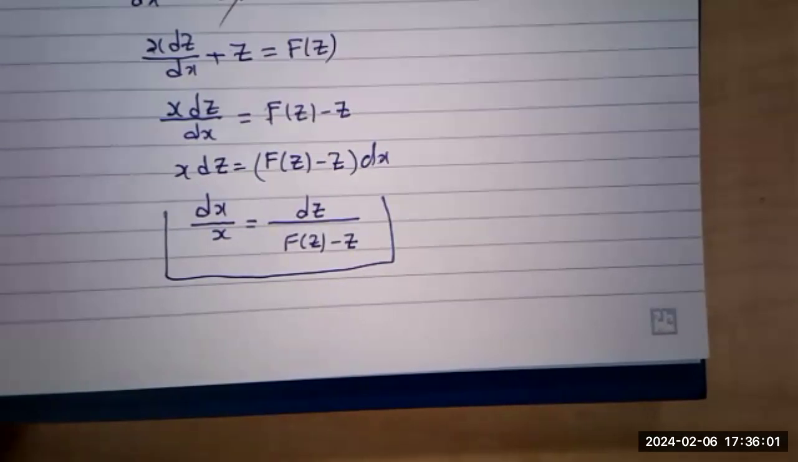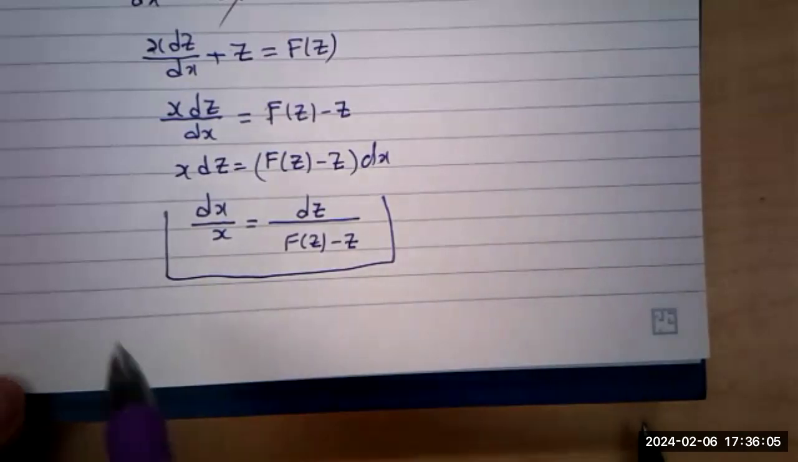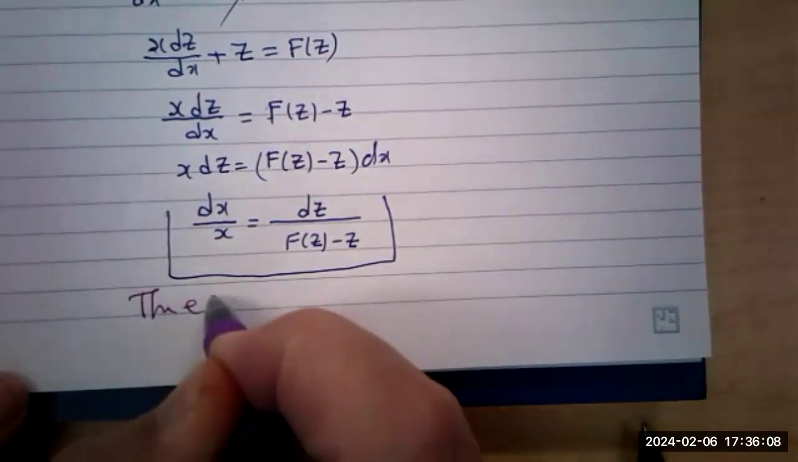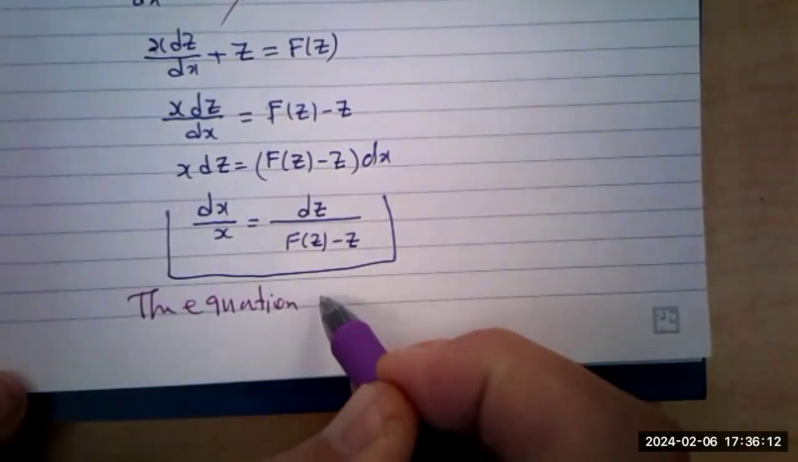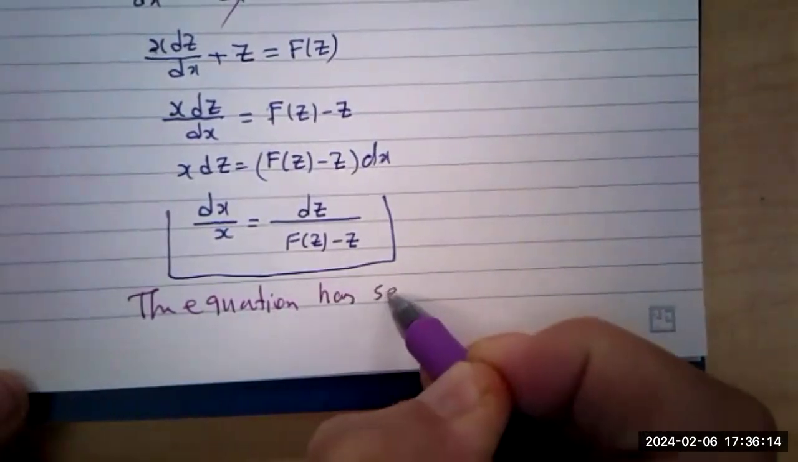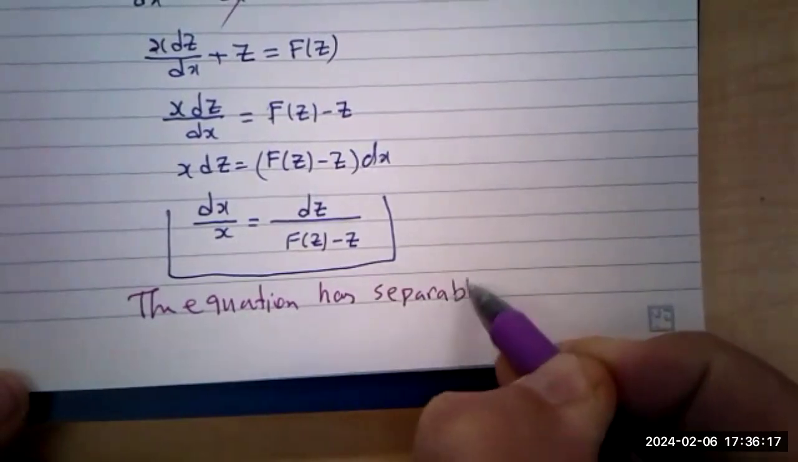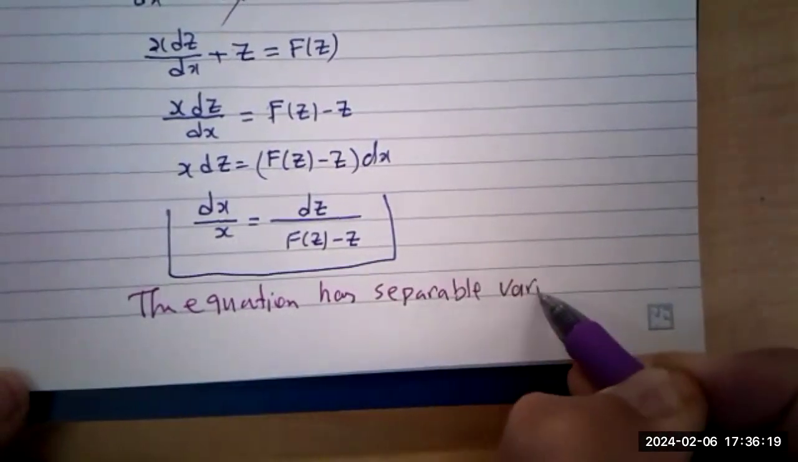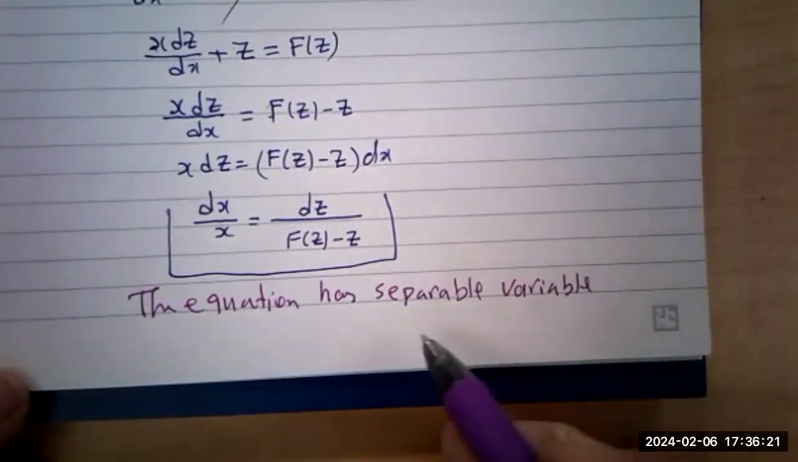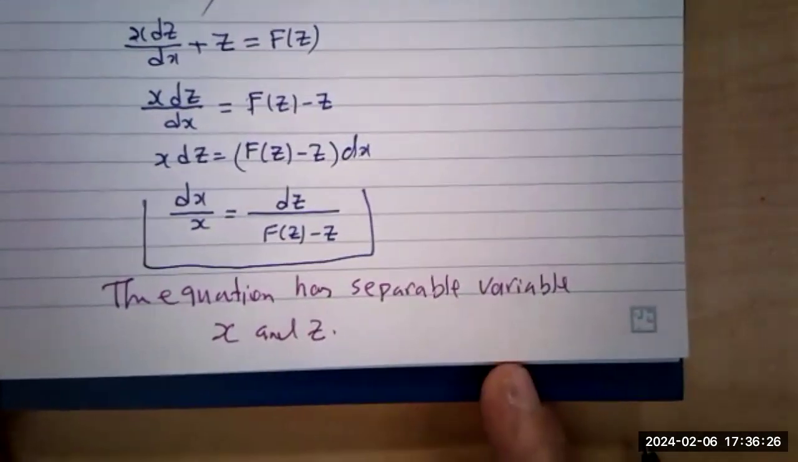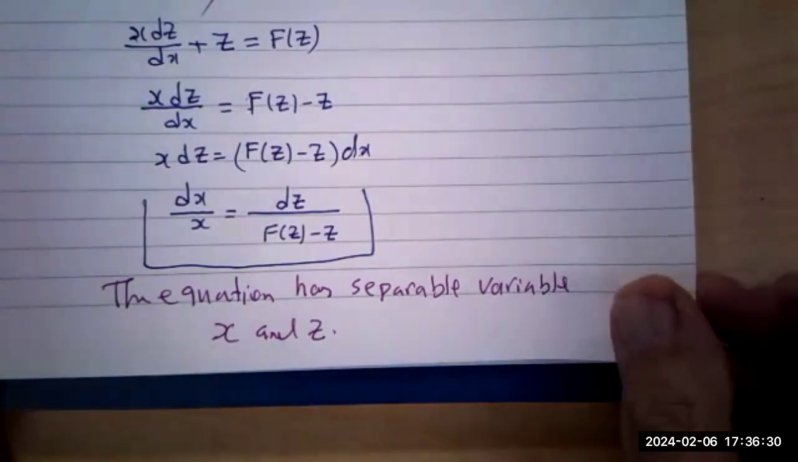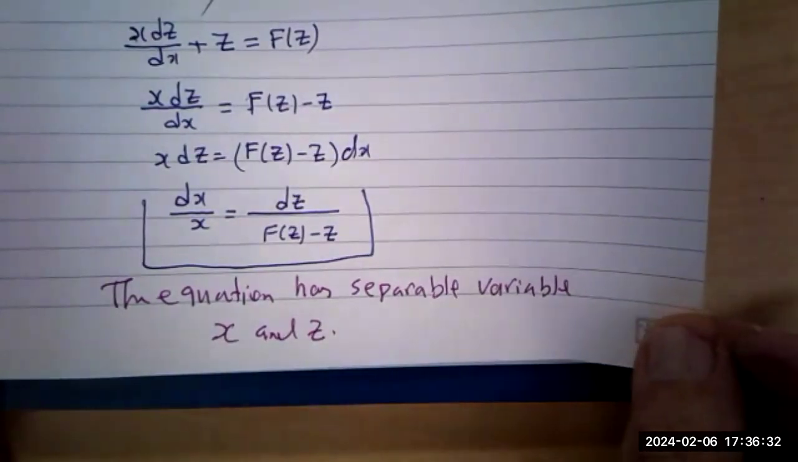So in order to solve it, you know that you integrate both sides. This equation has separable variables x and z. Integrate both sides to get the solution. Any question? Going to go to the next page.